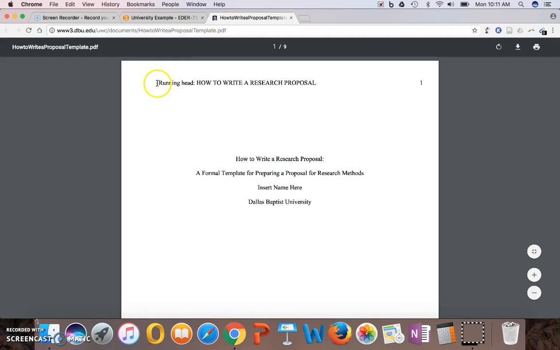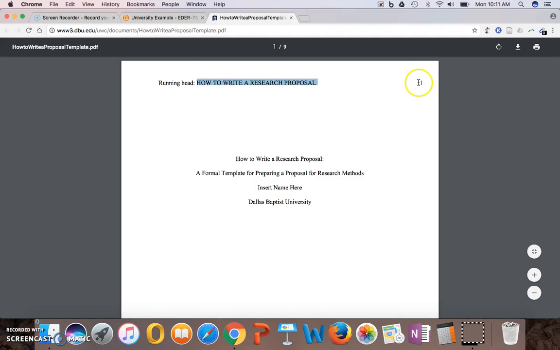And so, as a reminder, the first page on any APA document should have running head, just like this, and how to write a research proposal, or the title of your article, not literature review, not introduction, but it should say something about what your paper is about, whether that is teacher mentoring or art therapy. It should say something about that in all caps after the words running head, like this.